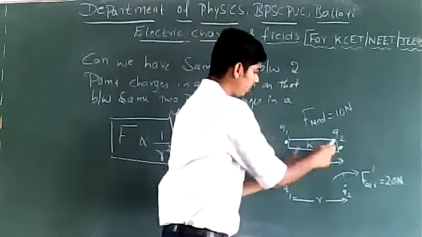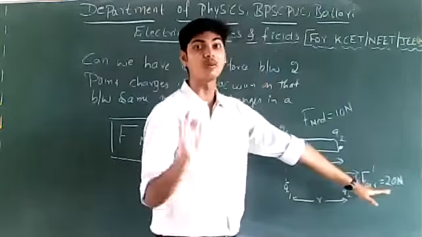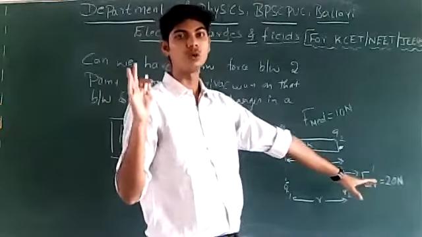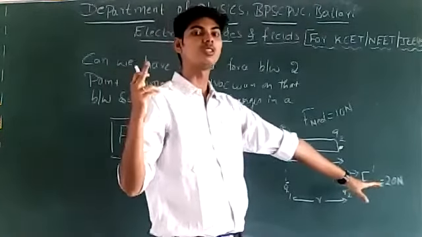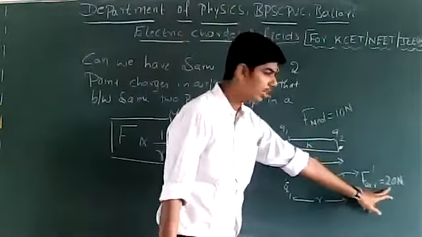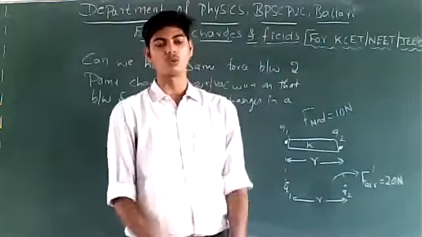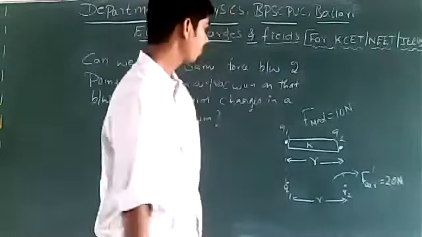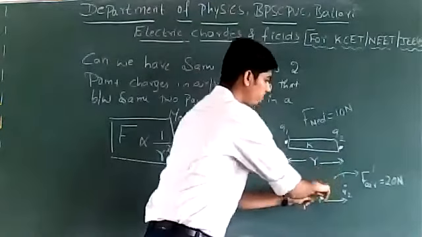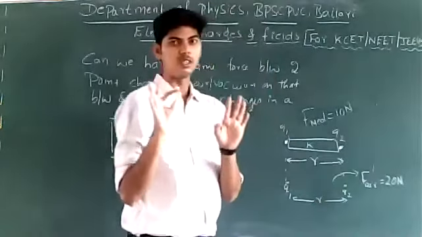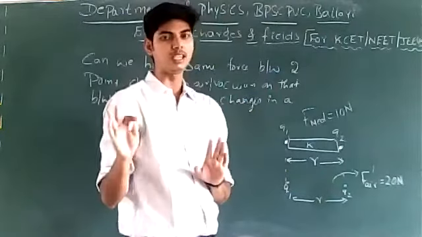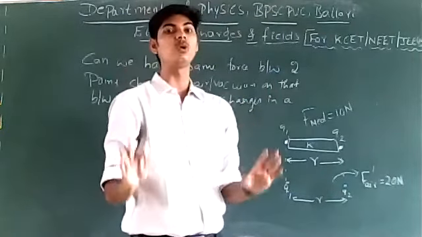Actually in air, the force will immediately increase, but I should not allow it to increase. I should not allow the force between 2 point charges to increase. It will become 20 newton, I should make it 10 newton. I should decrease the force. What can be done? Once you remove the medium, force between the 2 point charges in presence of air or vacuum will increase, but I should not allow it to increase.